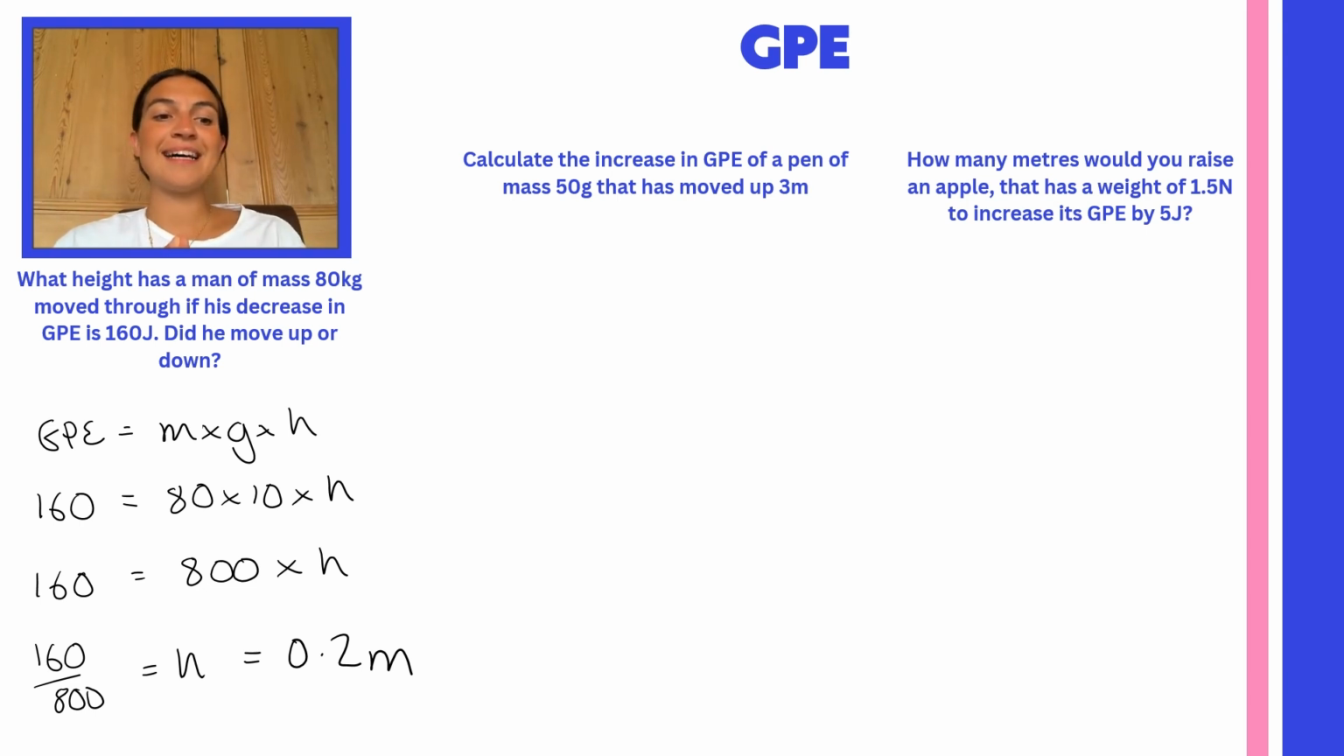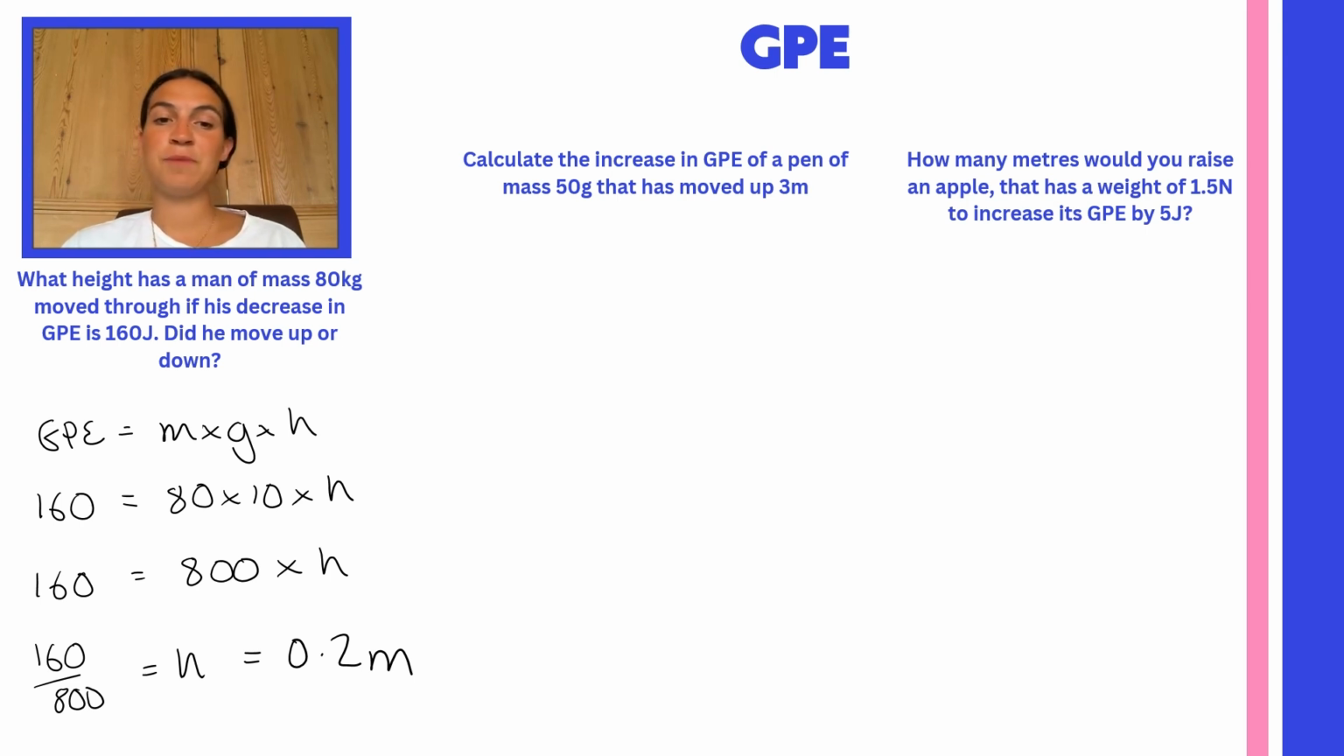And it asked, if he has decreased his gravitational potential energy, did he move up or down? And you should know that as things get lower and lower, they are decreasing their gravitational potential energy. So he moved downwards. Okay, question number 2.